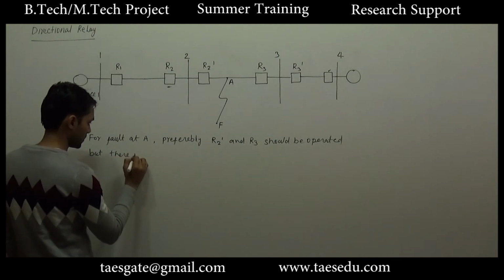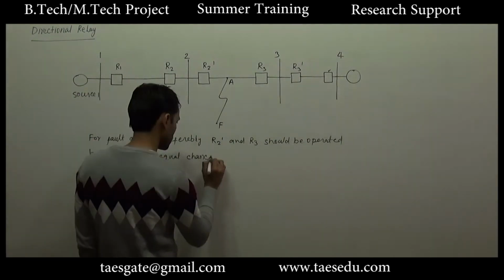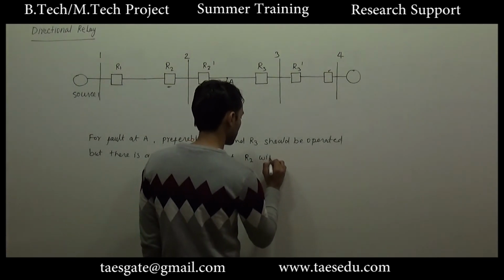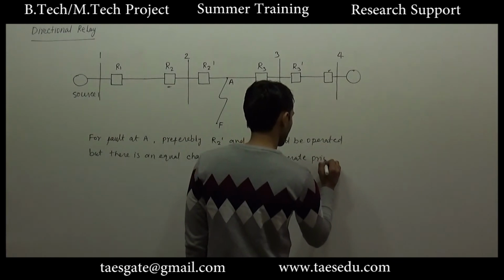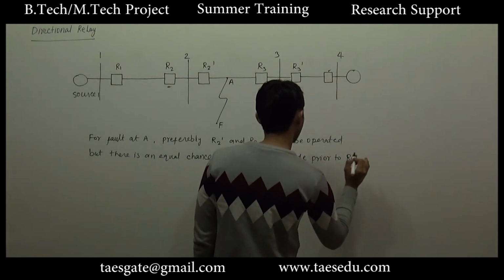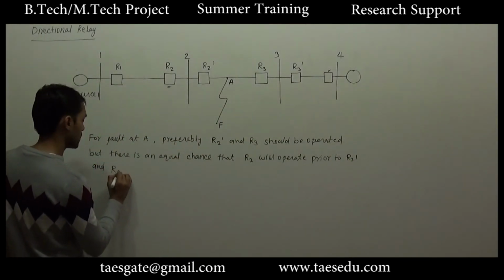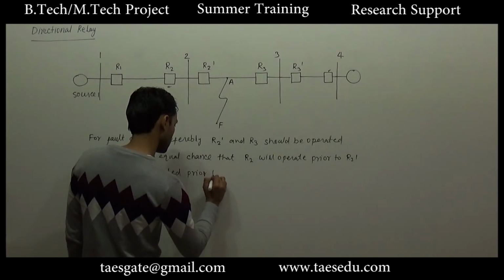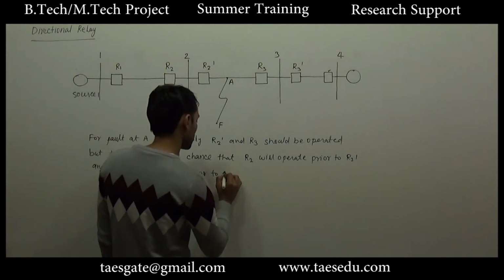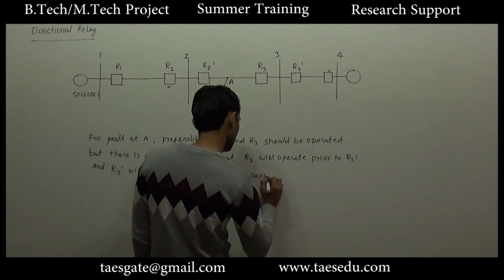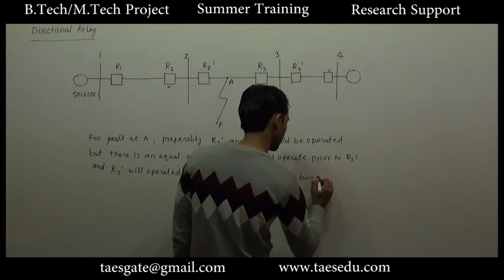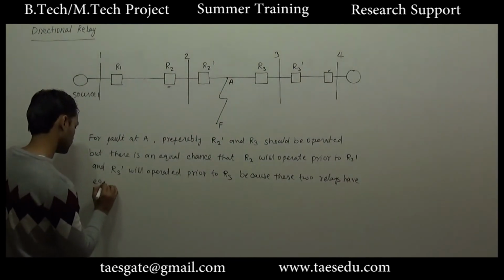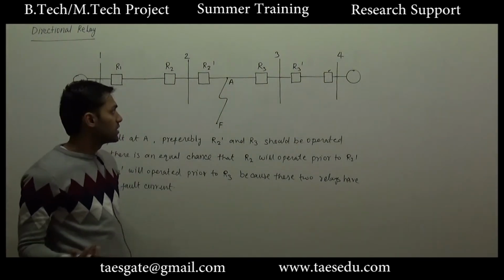But there is an equal chance that R2 will operate prior to R2 dash and R3 dash will operate prior to R3, because these two relays have equal fault current. Now here we will realize the need of directional relays.